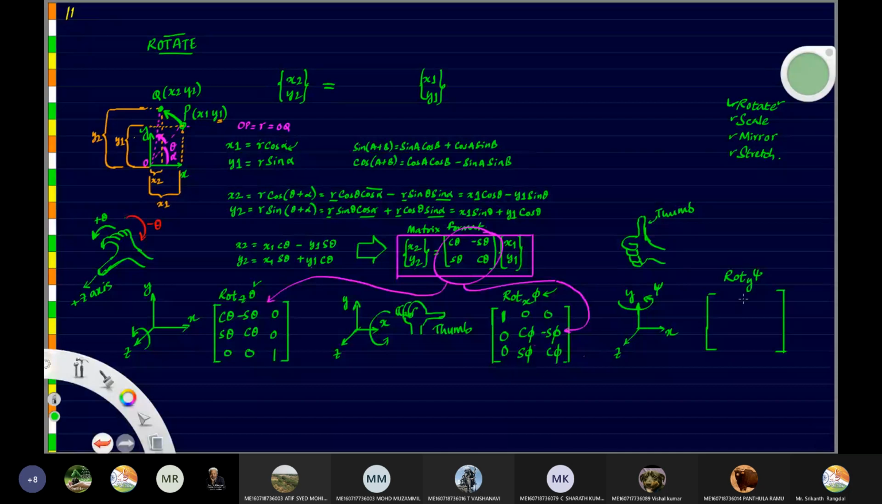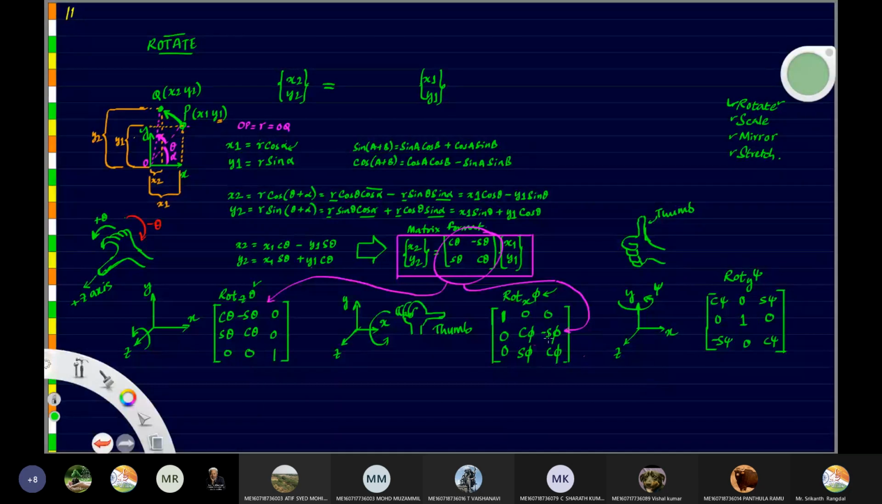Y means the second column and second row. They will be zeros, and their intersection point will be 1. But now comes the difference. So now this is cos psi, cos psi. But the negative sign gets opposite. So minus sin psi and sin psi. You have to remember this properly.